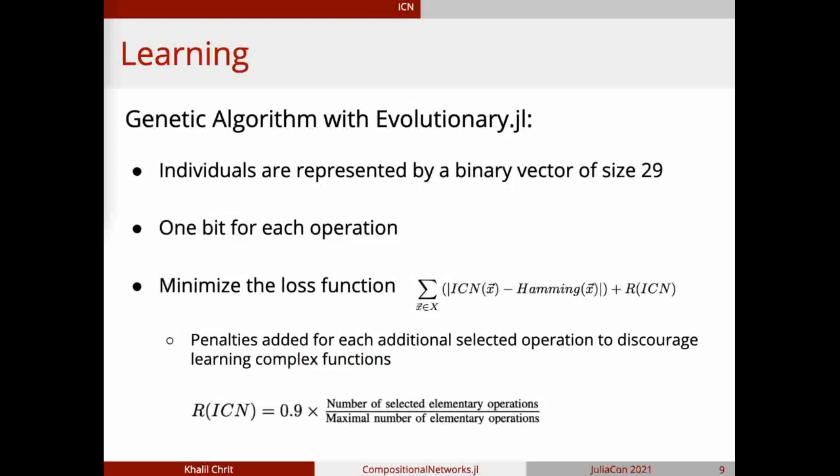The learning of the weights of the network is done by a genetic algorithm with the Evolutionary.jl library. The individuals are represented by a binary vector of size 29. Each bit represents one elementary operation. And the fitness function is the difference between the expected and the computed values, plus a penalty for each additional operation selected by the network in order to encourage learning simple and interpretable compositions.